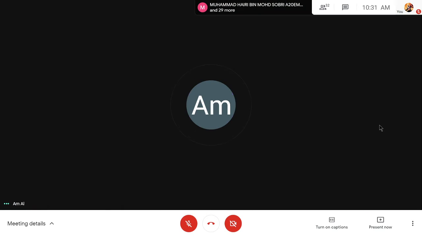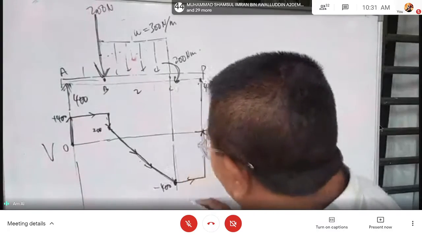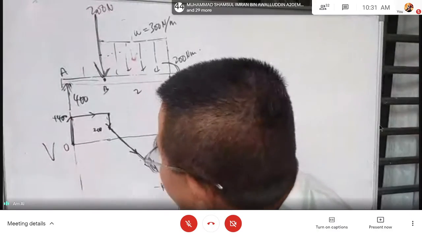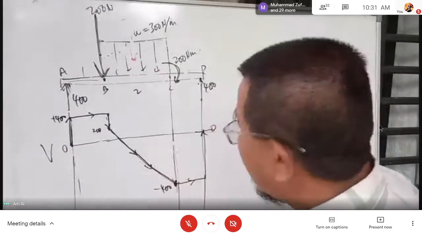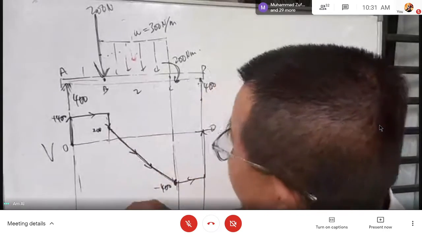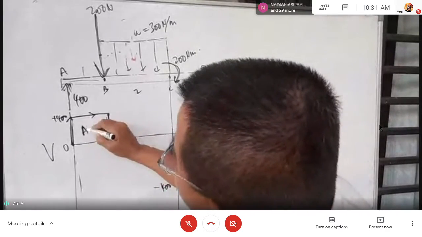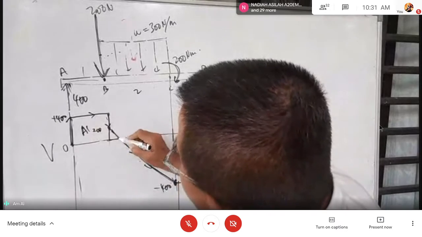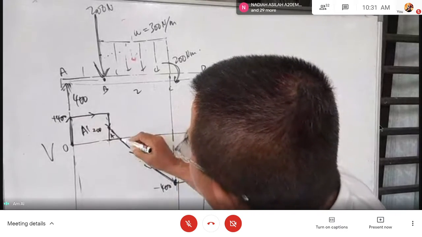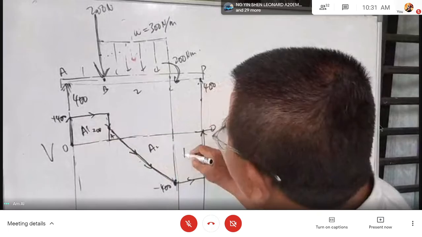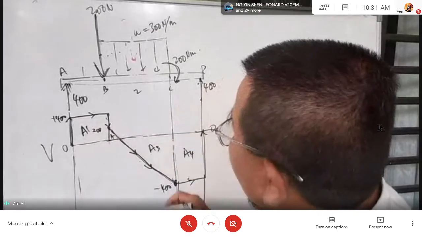Yes. Now I want to plot the graph of moment. What do I do? I must know the area. See that? How many areas do I have? The area 1 now. Now I have this simple small triangle there, A2, and then this one is A3, this is A4.